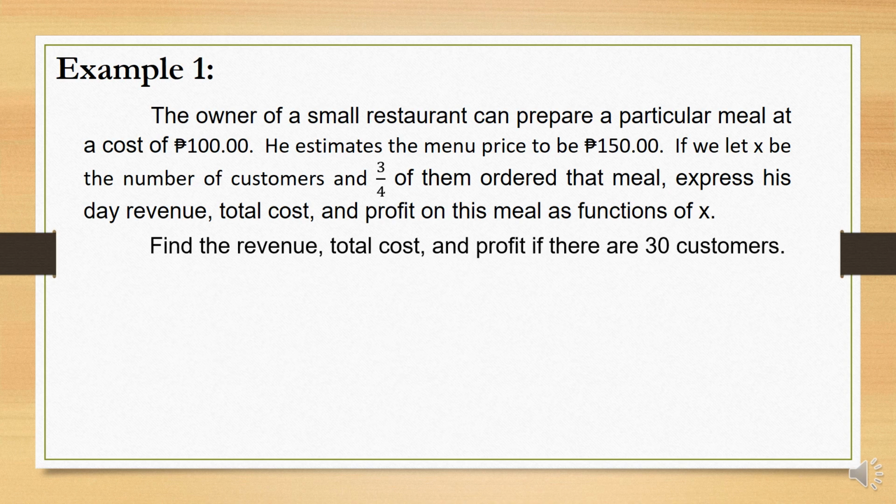Now, find the revenue, total cost, and profit if there are 30 customers that day. So we will now use the formulas that we obtained. So the revenue or R of X is equal to 112.5x, while the cost with respect to X is equal to 75x, and the profit with respect to X is equal to 37.5x.